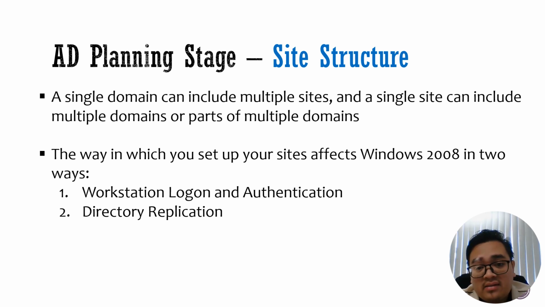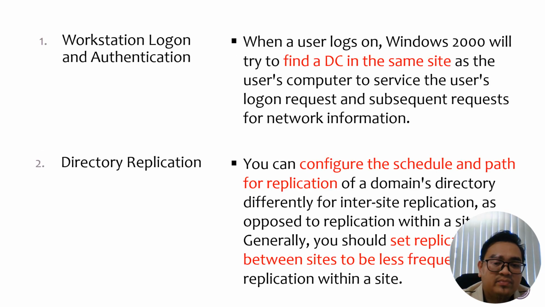Next is site structure. A site structure is a single domain that includes multiple sites, or a single site that can include multiple domains or parts of multiple domains. The way in which you set up the sites for Windows 2008 is two-way. Okay, but now we are using 2019, so there are two ways for 2019, for example, workstation log on and authentication, and directory replication.